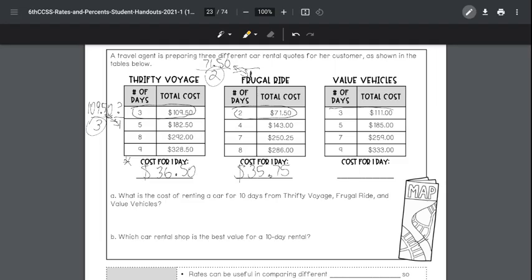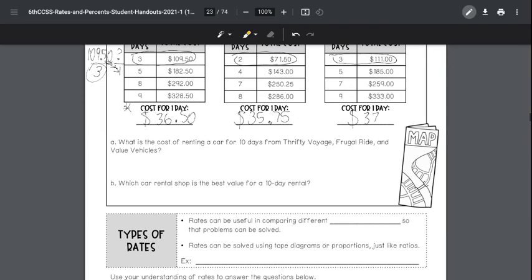Value Vehicles cost us $111 for 3 days. We have to cross multiply. 111 times 1 equals 111 and divide by 3. You get $37 for 1 day.